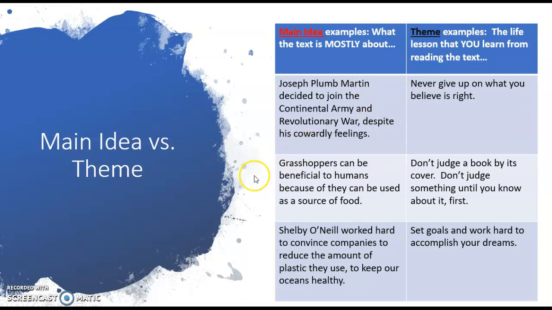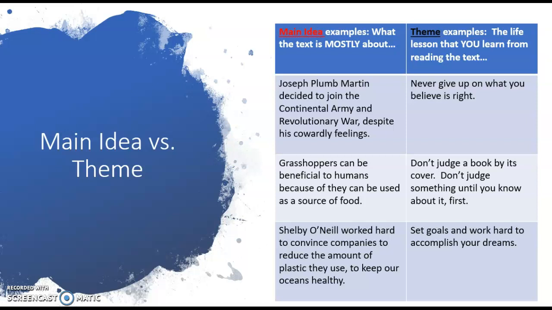Let's go to the next example, grasshoppers. Grasshoppers can be beneficial to humans because they can be used as a source of food. I made a little mistake there. So grasshoppers can be beneficial to humans because they can be used as a source of food. This is what it was mostly about. Now listen to what the theme or the lesson the author might have wanted us to learn. Don't judge a book by its cover. Don't judge something until you know about it first. In other words, people stick their nose up at grasshoppers when you say, come on, go ahead and eat one.